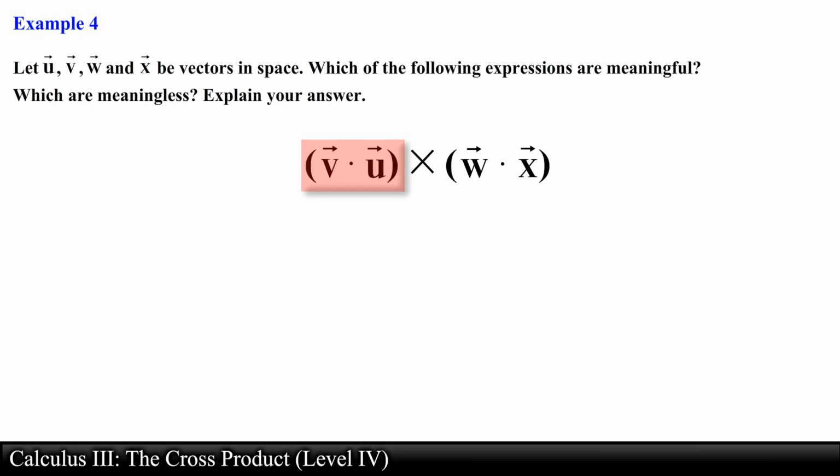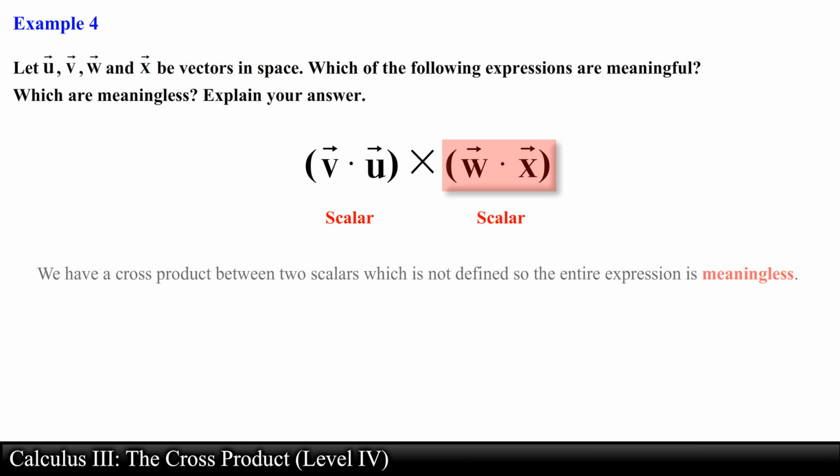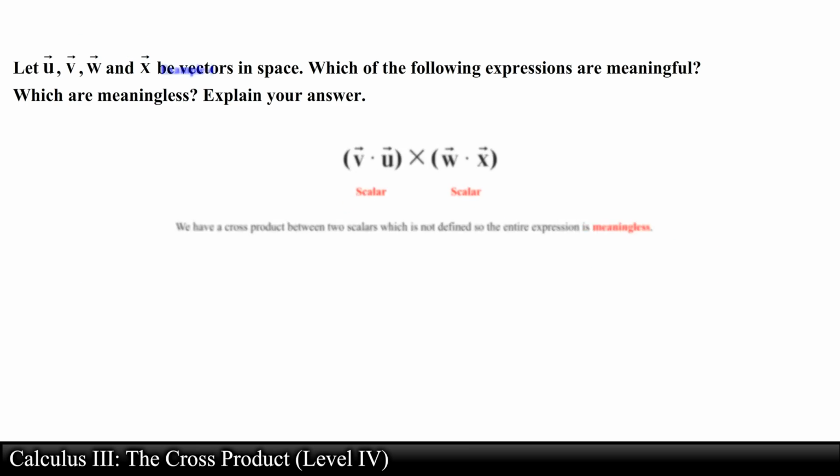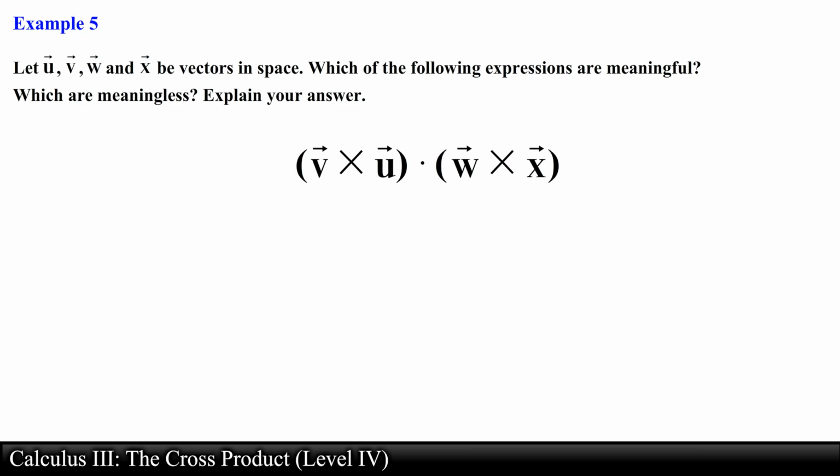The first expression in the parentheses is a dot product between two vectors, so this will reduce to a scalar. The expression in the second parentheses is also a dot product between two vectors, and it will also reduce to a scalar. In the end, we have a cross product between two scalars, which is not defined, so the entire expression is meaningless. Let's take a look at the next expression.